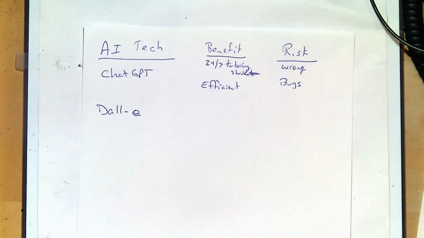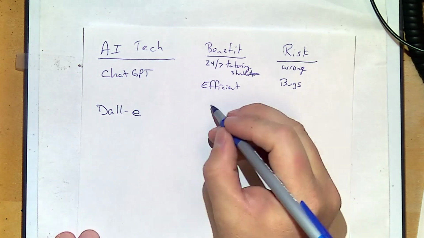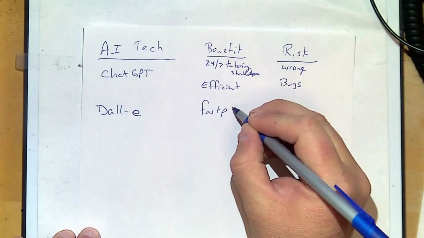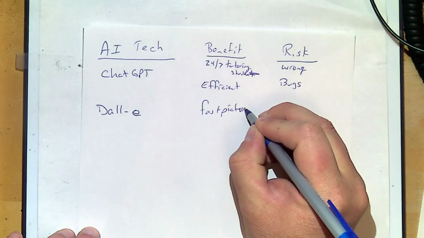What are some of the benefits of that? It can make things pretty quick. That fast, like 30 seconds: I give it a prompt and I've got a picture. Fast pictures, right? And you can iterate the heck out of that. What else?